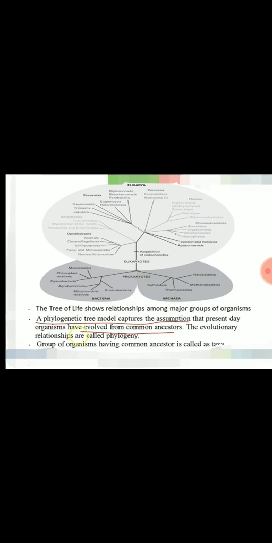Another definition is that it is a visual representation. Okay, what is it? It is a visual representation of the relationship between different organisms, showing the path through evolutionary time from the common ancestor to the different descendants. This is another type of definition. So there are many definitions of the phylogenetic tree available. Yes, so here you can see a big phylogenetic tree.